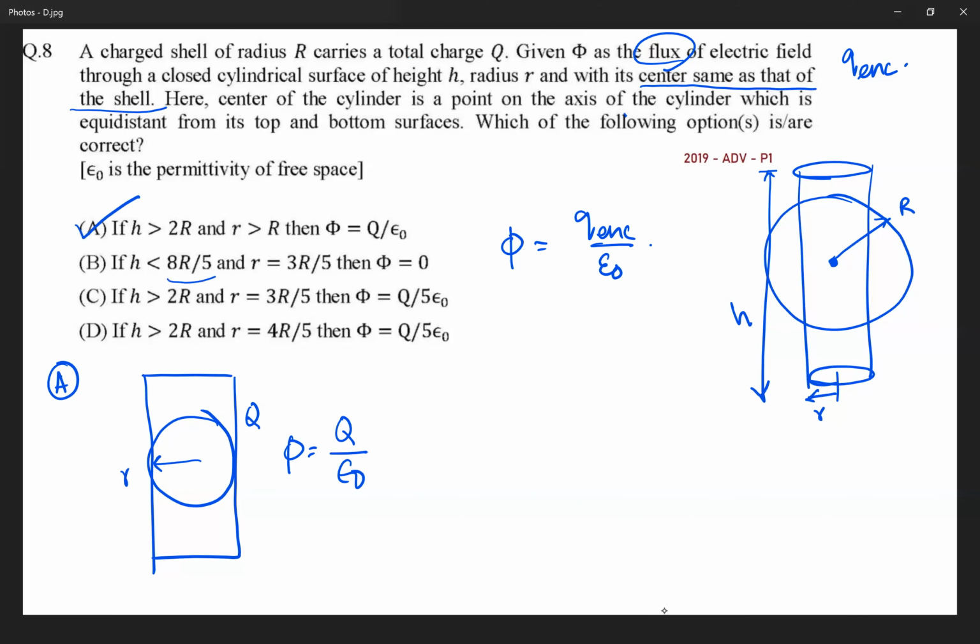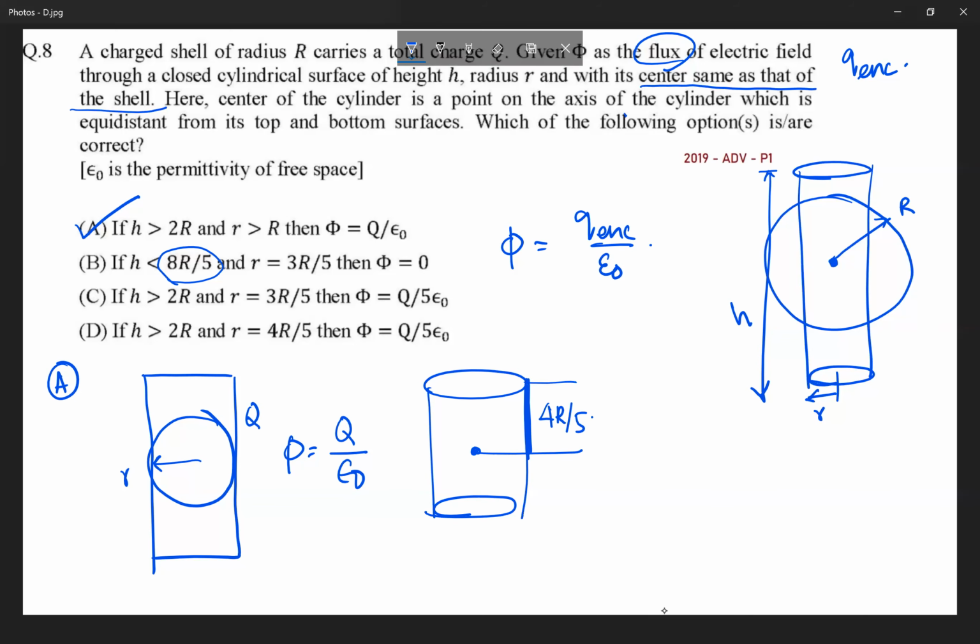H is lesser than 8r by 5. So 8r by 5 means that the height of the cylinder is equal to 8r by 5. So the distance from the center to the top is just equal to 4r by 5. This length is equal to 4r by 5. The radius is equal to 3r by 5. This radius is equal to 3r divided by 5. So if we make it a right angle triangle, this distance from the center to the edge is equal to r.